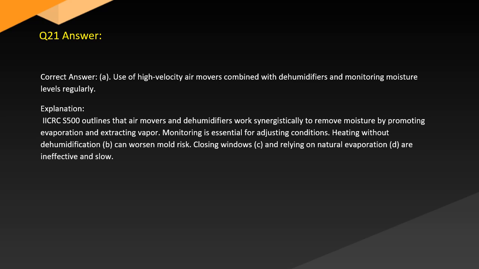Answer. Correct answer: A. Use of high-velocity air movers combined with dehumidifiers and monitoring moisture levels regularly. Explanation. HRConquer outlines that air movers and dehumidifiers work synergistically to remove moisture by promoting evaporation and extracting vapor. Monitoring is essential for adjusting conditions. Heating without dehumidification (B) can worsen mold risk. Closing windows (C) and relying on natural evaporation (D) are ineffective and slow.